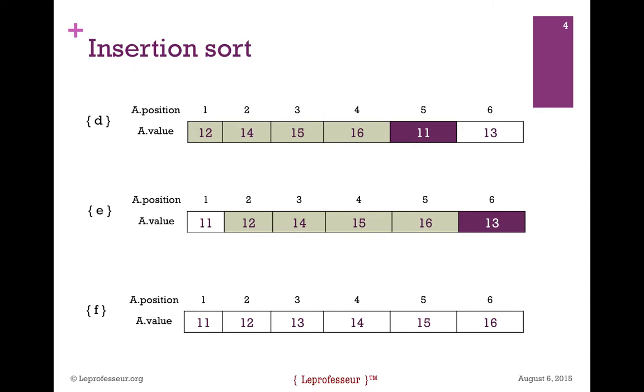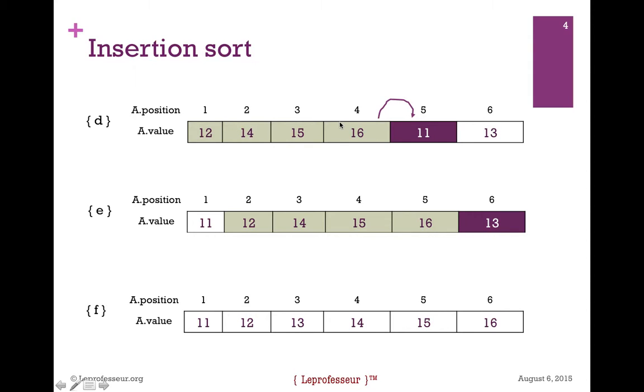Now we move on to the fourth step. At the fourth step, our array would look like 12, 14, 15, 16, 11, 13. And now we are at position number 5 in our array, and we are trying to find the location of the number stored at position number 5, that is 11. Okay, so now what we do? Same thing. We compare number 11 with 16. And 11 is smaller than 16. So we move number 16 to the right side, that is from position number 4 to position number 5.